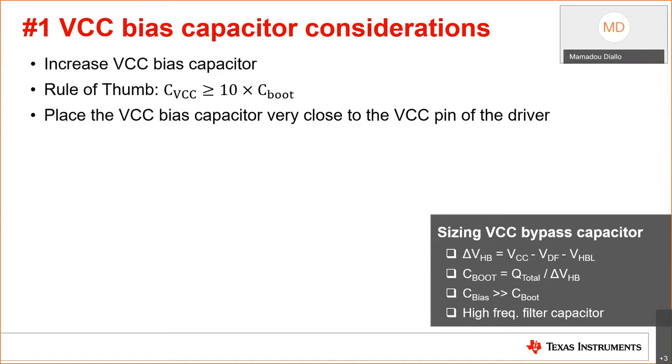It consists of determining the maximum desired ripple on the HB supply, delta HB, knowing the supply voltage of the gate driver IC, the bootstrap diode forward voltage drop found in the data sheets of the diode, and the HB pin UVLO threshold found in the gate driver data sheet. From there, the minimum allowed bootstrap capacitor is determined through the ratio of the total gate charge and delta HB. The maximum value for this cap will vary by application. And from there, you can size the VCC capacitor to be 10 times that of the bootstrap capacitor.